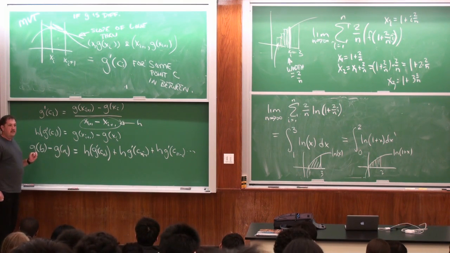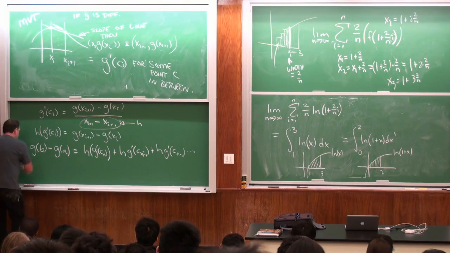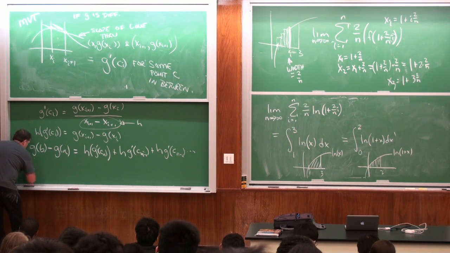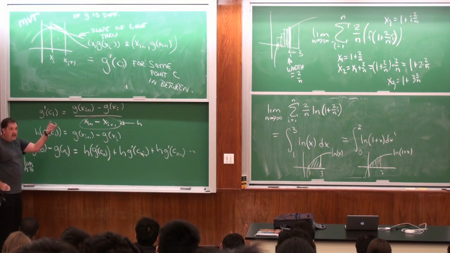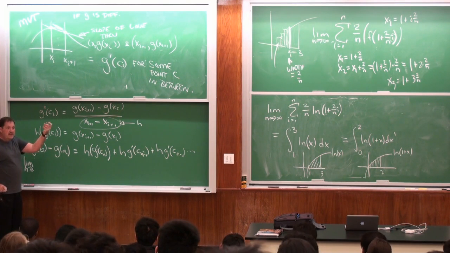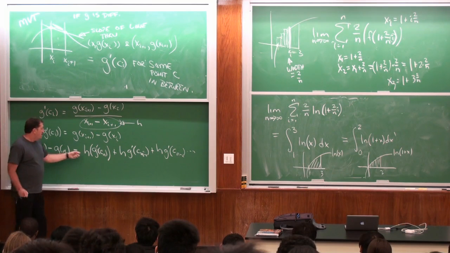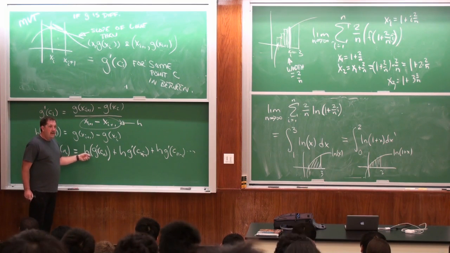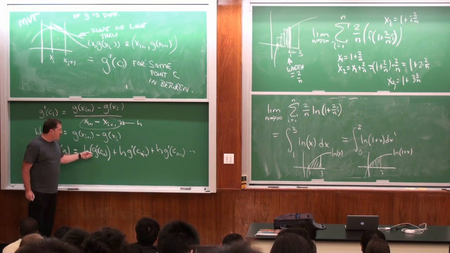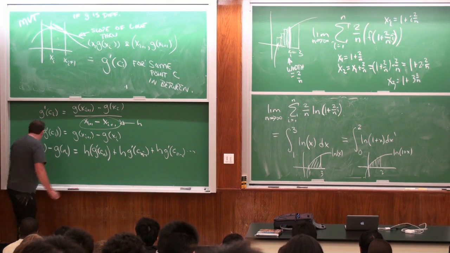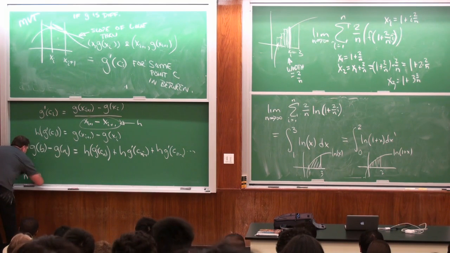Now I'm going to take the limit as h goes to 0. h is the width of the little rectangle. When I take the limit as h goes to 0, this doesn't change. But as h goes to 0, the number of terms goes to infinity, so this is the same as n going to infinity.